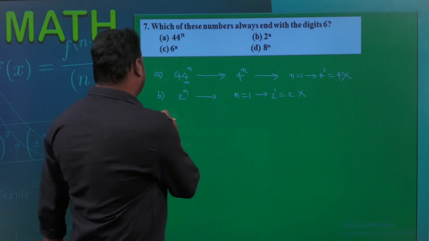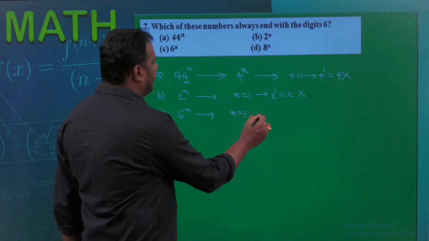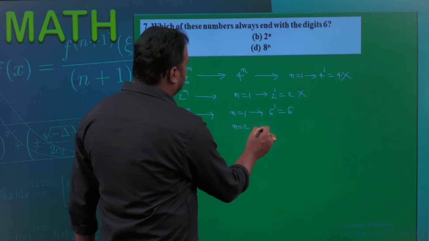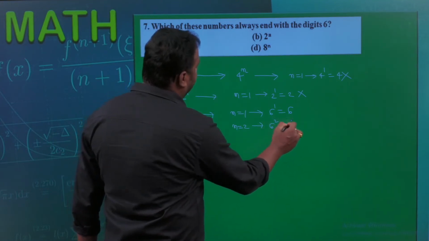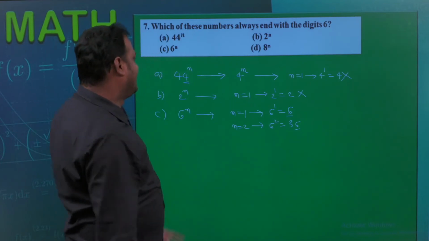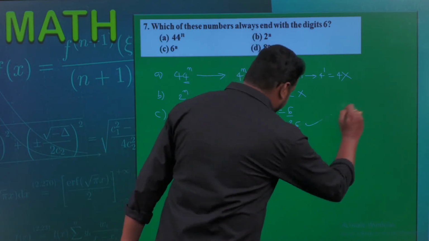Next, c. What is that c? c is 6 to the power of n. Now put n equal to 1, then it is going to be 6 power 1 equal to 6. When n is equal to 2, then 6 square is equal to 36. See, you are getting 6. So it means 6 to the power of n always ends with the digit 6.